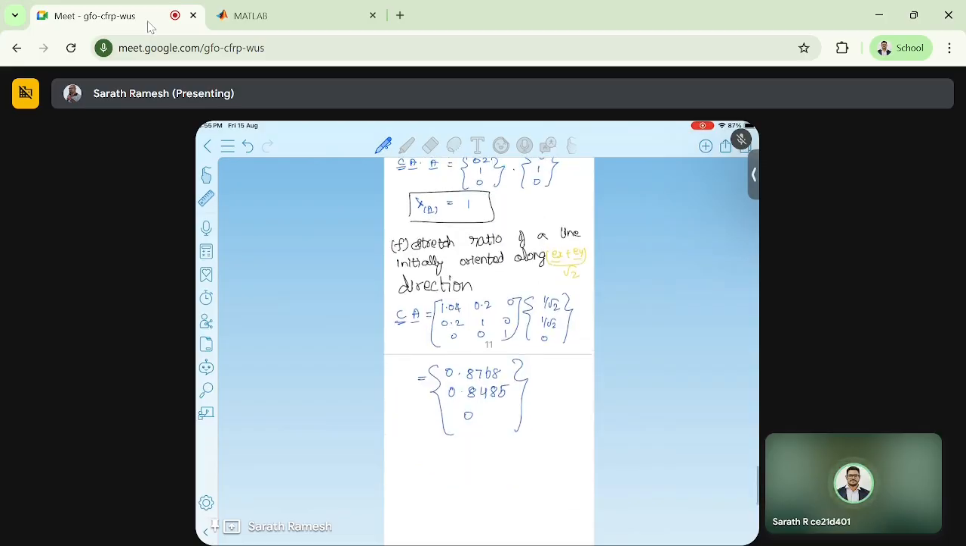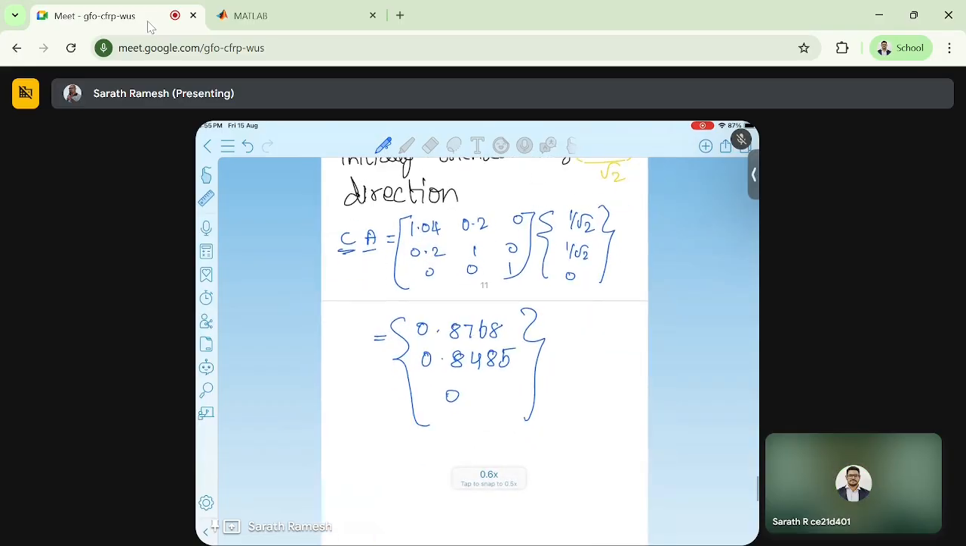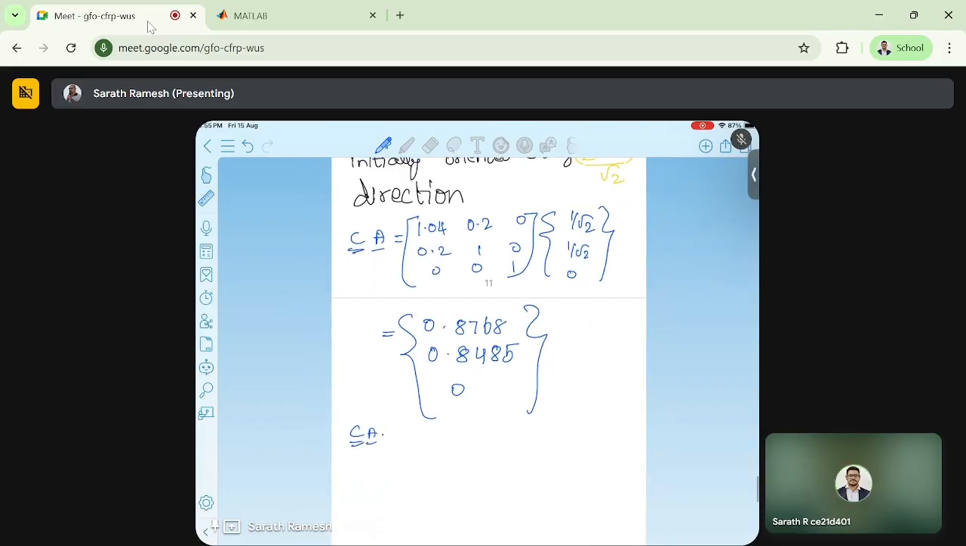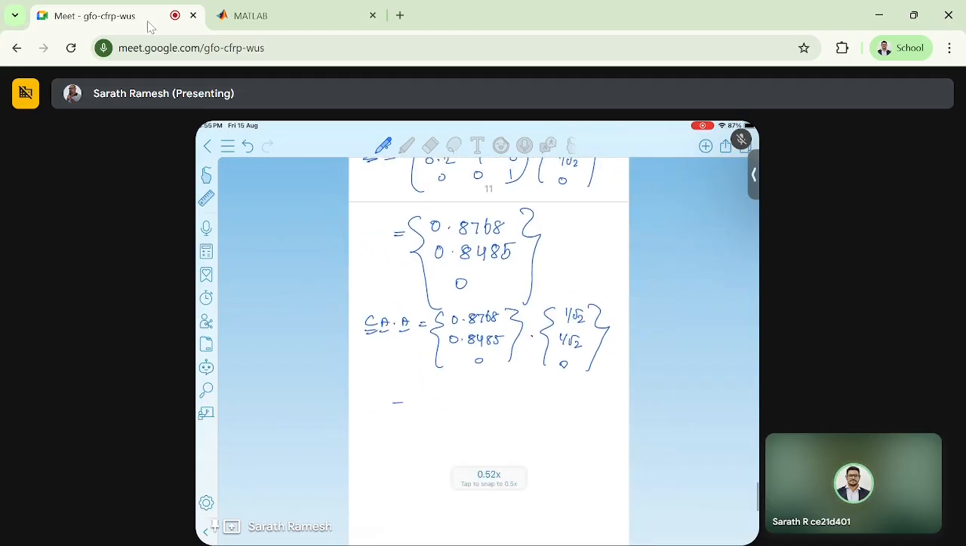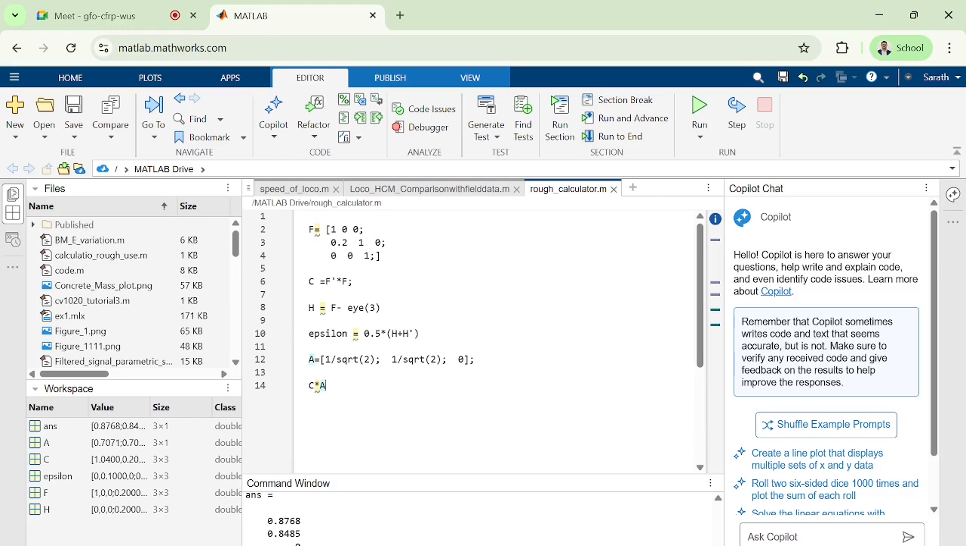Okay, now we have to do the dot product. CA dotted with A is 0.8768, 0.8485, dotted with 1 by root 2, 1 by root 2, 0. This times this is nothing but 1 by root 2 times 0.8768 plus 0.8485, right? So here again, let's go back here.